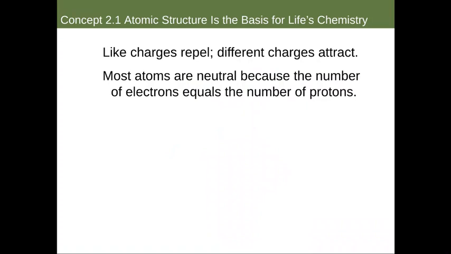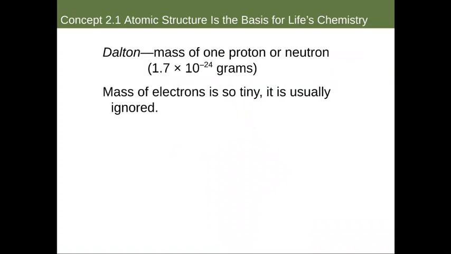Hopefully this is all review, but we should already know that like charges repel: protons will repel protons, electrons will repel other electrons, and different charges attract. So those electrons, being negative, outside will be attracted to the nucleus in the center of the atom. Most atoms are neutral because the same number of protons and electrons are present. You can see this diagram at the top of page 19.